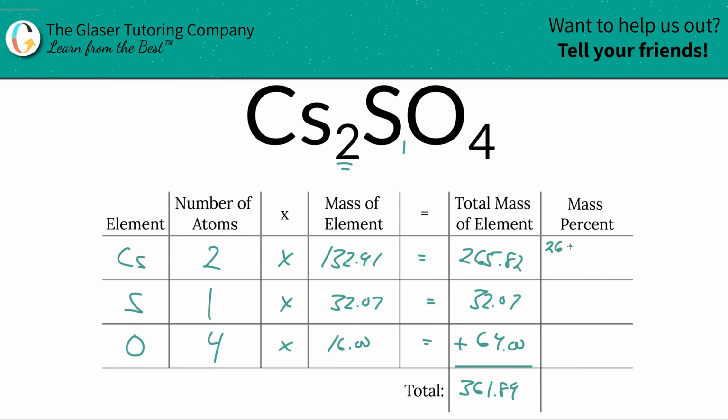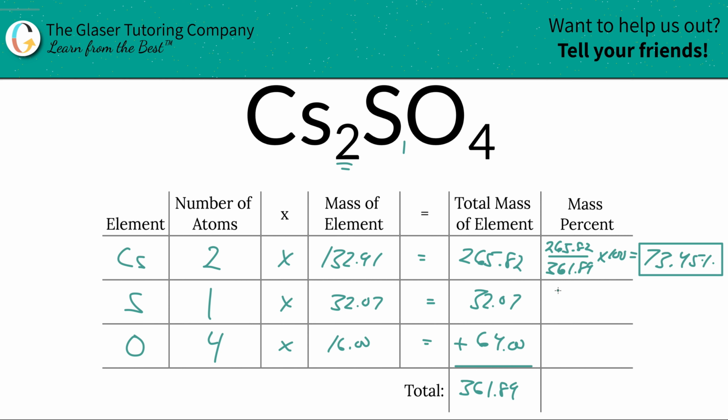So we're going to take 265.82, and then we're going to simply divide it by 361.89. And then multiply it by 100. That's a simple percent calculation, part over whole times 100. And when we do that, we arrive at a percentage of roughly 73.45%. All right? And that takes care of the percent mass of cesium, or percent composition of cesium in cesium sulfate.